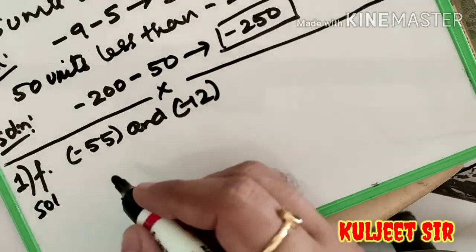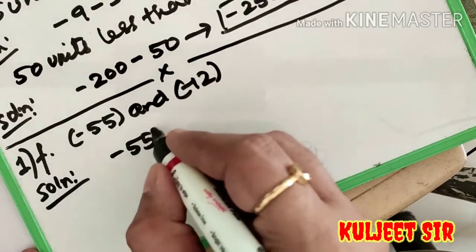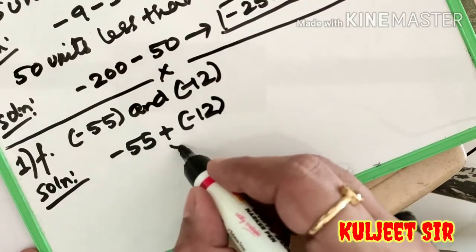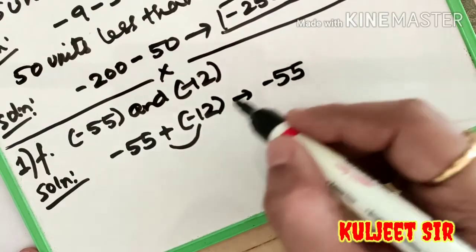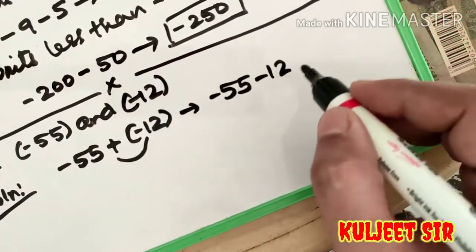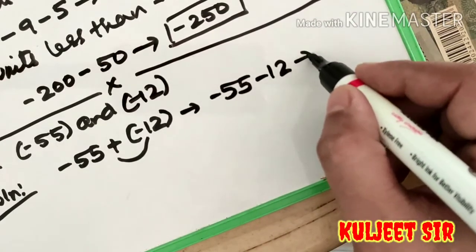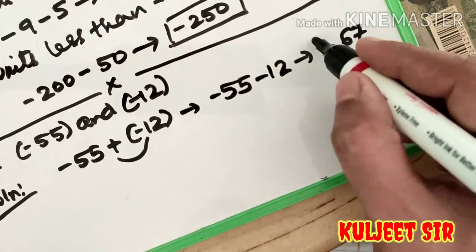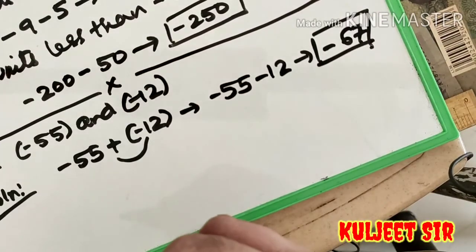Solution. Minus 55 plus minus 12. Plus minus is again minus, so we can write it as minus 55. Plus minus becomes minus, so this becomes minus 12. And when I add these two, both the numbers are negative, minus 55 and minus 12. So my answer is minus 67. Minus 67 is my answer for 1f.